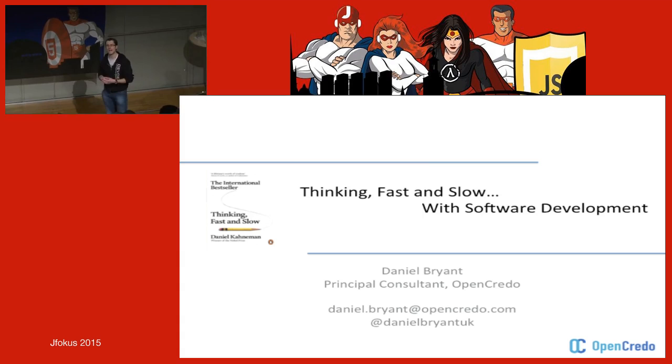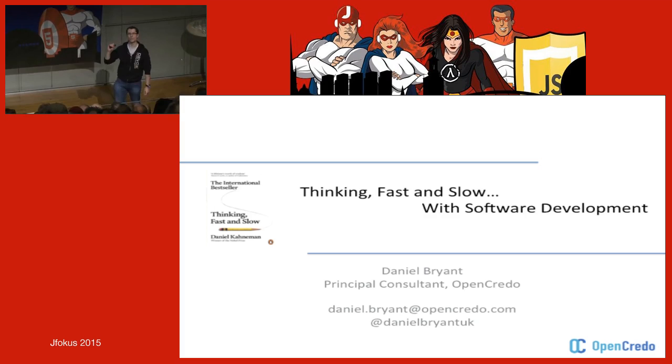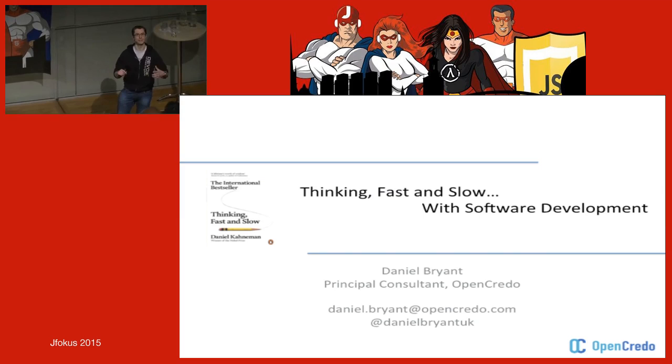As I was reading it, not only was I enjoying it as a general read, but I couldn't help thinking a lot of this stuff relates to what I do in my day-to-day job as a software developer or architect. So what I'm going to do today is try and relate some of my insights from the book and some of the techniques I use to get over some of these biases and some of these problems we might have with making decisions.